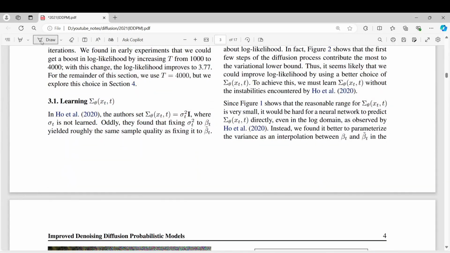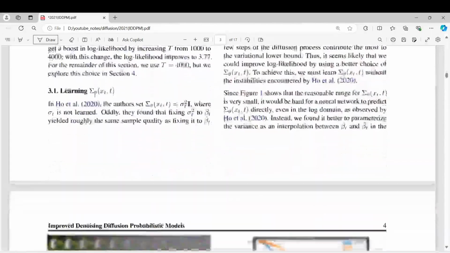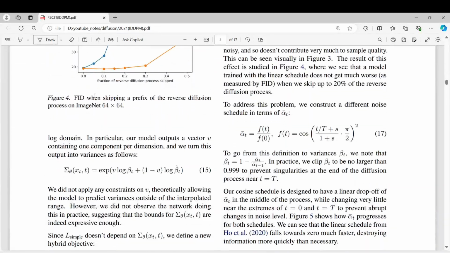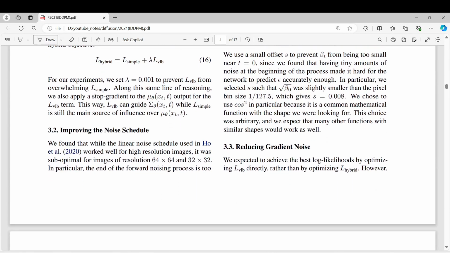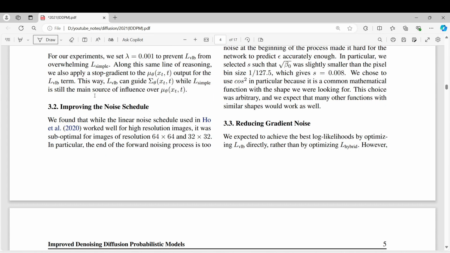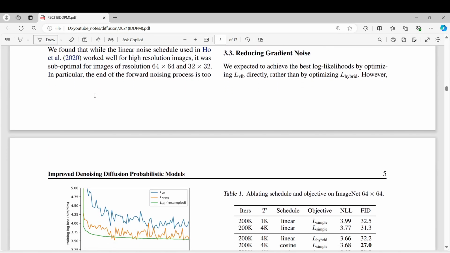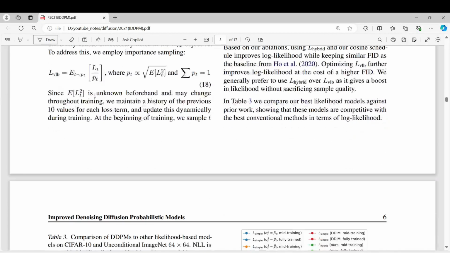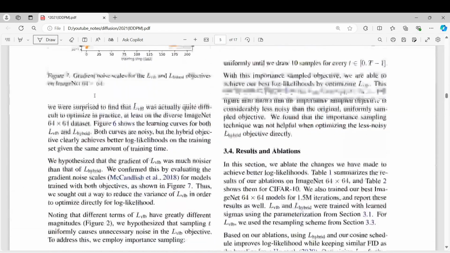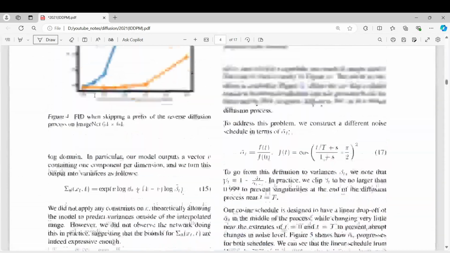So in section 3, they introduce this learning, and after that they focus on learning the variance of the reverse diffusion process, and after that on improving the noise schedule. Then they focus on reducing the gradient noise. After that they move to the results and evaluation section, and this is the main goal of section 3. So let's focus on the first part.